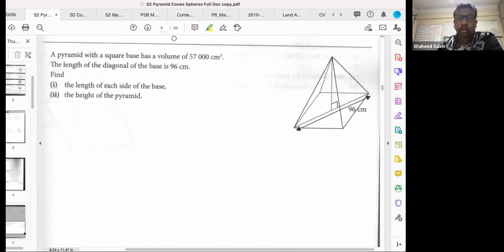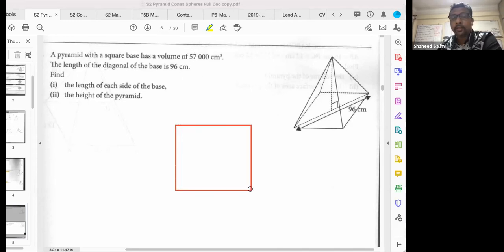Okay, I want you not to be stumped by the question, because they will ask you this. This is now the base. And then they give you 96, they tell you this is 96. Now, what do you learn about Pythagoras theorem? A squared plus B squared equals C squared, right? This is 96. Now, these two sides are the same, you agree?